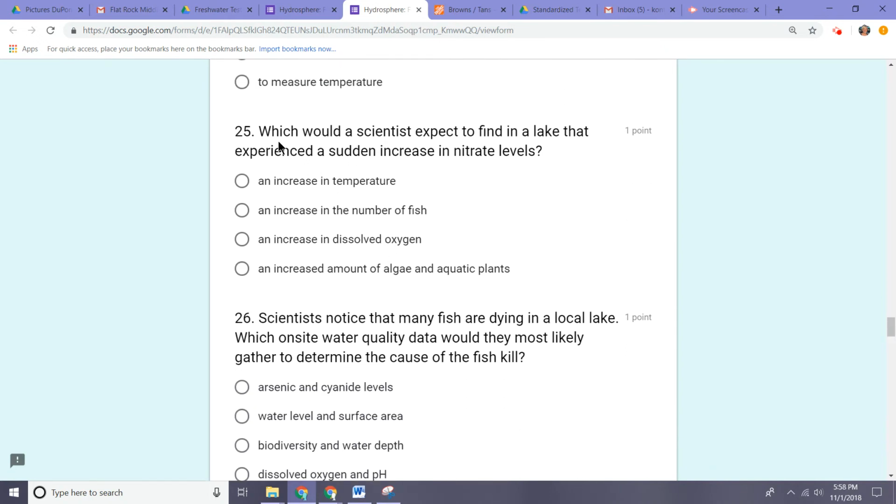Number 25. Which would a scientist expect to find in a lake that experienced a sudden increase in nitrate levels? An increase in temperature, an increase in the number of fish, an increase in dissolved oxygen, an increased amount of algae and aquatic plants.